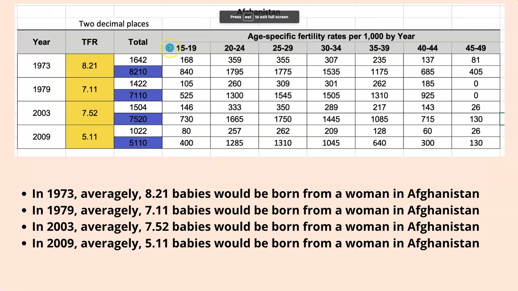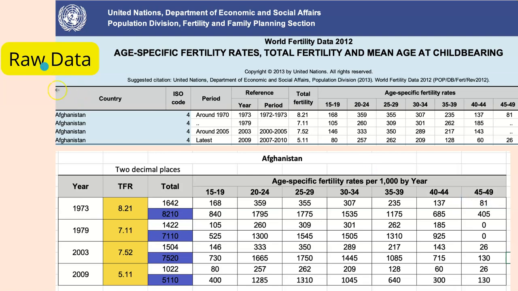So again, you don't need to calculate this because that will be a bit challenging. But you can try to interpret that. So in 1973 in Afghanistan, the average woman was expected to have 8.21 children. And so on. You don't need to calculate these rates, but you should be able to interpret those rates. It originated from this data, so I just wanted to let you know about that.